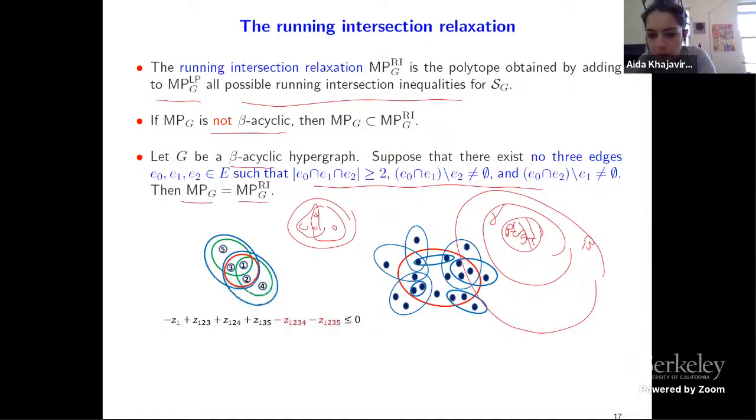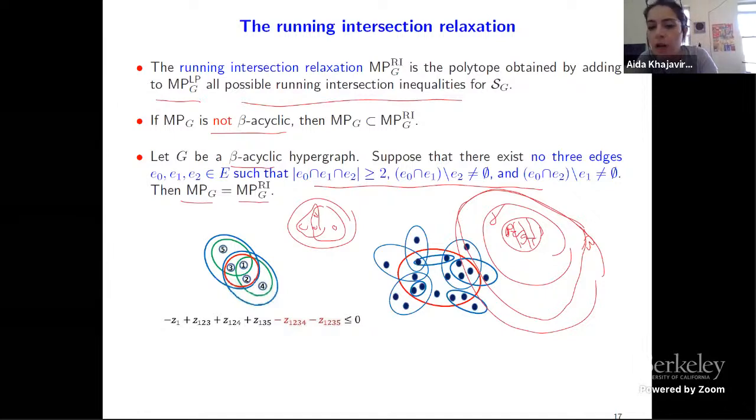We already settled Berge. We said the standard linearization is the convex hull for Berge acyclic. Now we introduced a new relaxation. We said not for all the beta acyclic hypergraphs, but for beta acyclic hypergraphs with a specific property, which actually includes gamma acyclic. So let's say for this class, which is in between gamma and beta, the running intersection relaxation is the multilinear polytope. Is this if and only if?